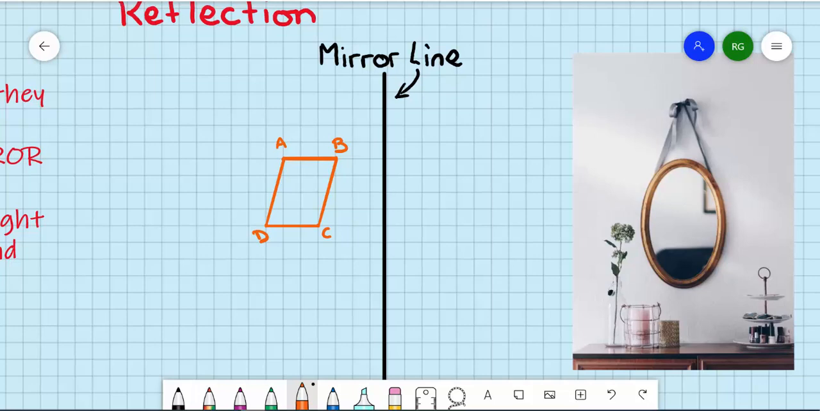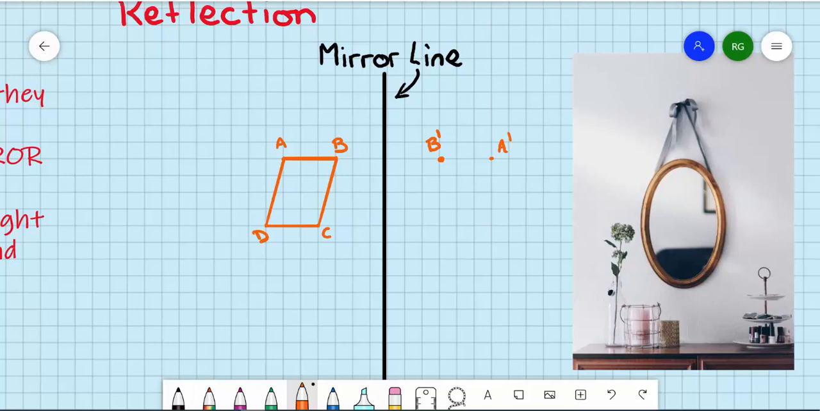So we might start with the point B here. Now I look at this and I go, it's 1, 2, 3 units away from the mirror line, so it must be 3 units away on the other side. So we'll go 1, 2, 3, and I'm just going to put a dot. Sometimes it's easier to put the corners in there first, and I'm going to call that B dash to say that it is the reflection of B. Now if we look at A, it's 6 units away from the mirror line, or another 3 in that same direction. So 1, 2, 3, 4, 5, 6, and we'll make that A dash.